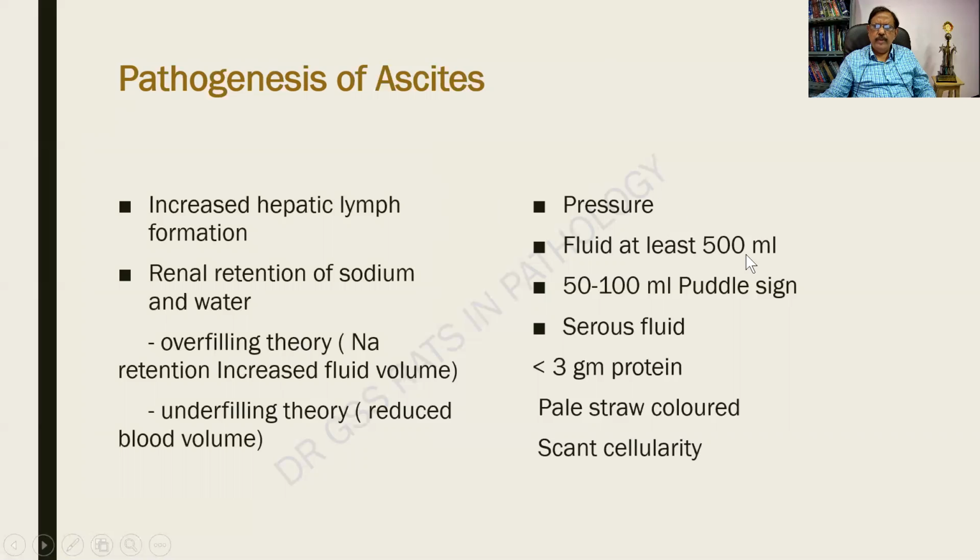The fluid should be at least 500 ml. 50 to 100 ml can be diagnosed by means of a puddle sign. The fluid that we usually have in ascites is a serous fluid. In other words, everything is low in it: there is a low protein, low color, and low cellularity. The protein is less than 3 grams. The color is pale straw yellow and it is of scant cellularity. This is the classical one, which is again the feature of a transudate.